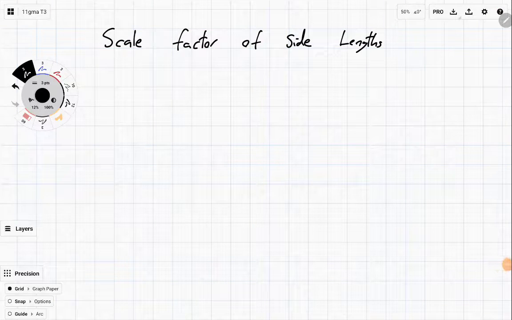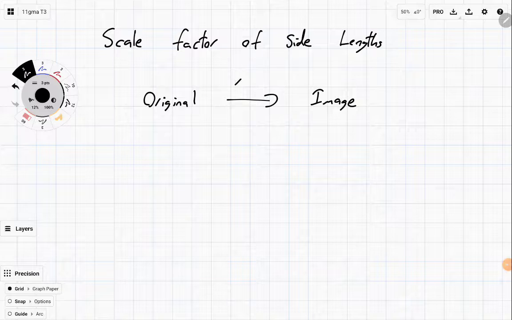Alrighty, so today we're going to be looking at how to actually use it. So that means how to use scale factor. If we have an original side and we want to find out the image's side, all we do is we take the original and we times it by k, the scale factor.